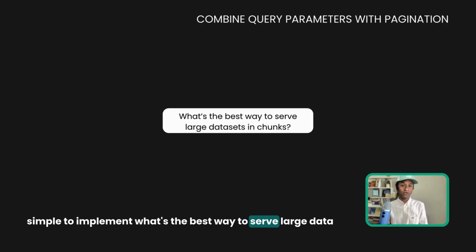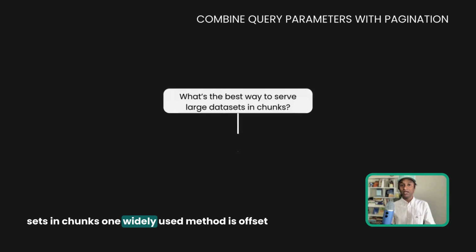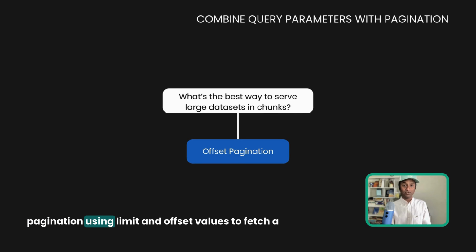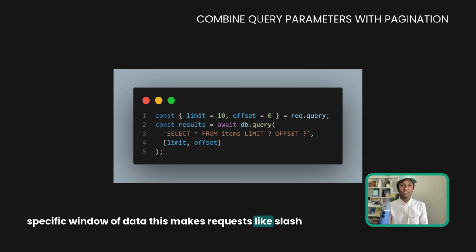What's the best way to serve large datasets in chunks? One widely used method is offset pagination, using limit and offset values to fetch a specific window of data. This makes requests like /items?limit=10&offset=20 easy to build and predictable to paginate. Perfect for admin panels, dashboards, or public feeds.